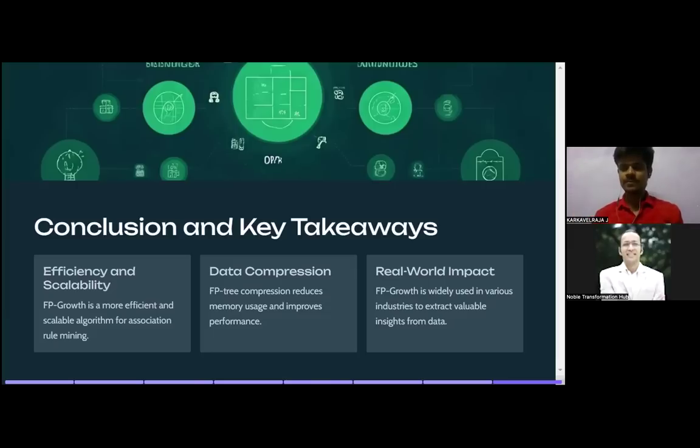So conclusion and key takeaways, guys: efficiency and scalability. FP growth is a more efficient and scalable algorithm for association rule mining. Then you have data compression. FP tree compression reduces memory usage and improves performance. And then there is real world impact. It is widely used in various industries, extracting valuable insights from the data. So these are very important key takeaways in conclusion.